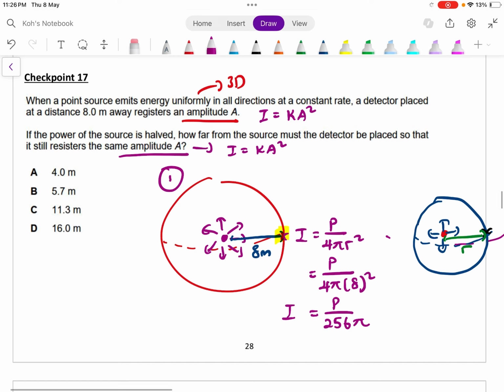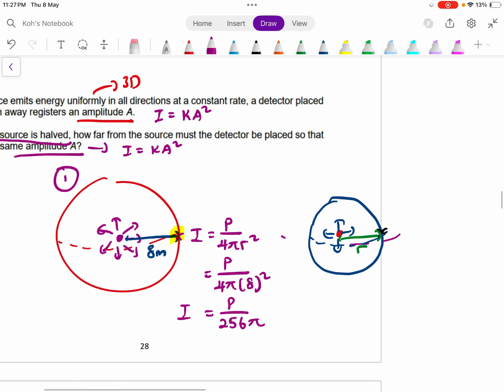Okay, so in order to receive the same intensity, but now the power of the source is half, my detector must be placed nearer to the source to receive the same intensity. So what should be the distance away from the source? Likewise, at this point my intensity must be equal to power over 256 pi, because the intensity must be the same. They say same amplitude means the intensity is the same.